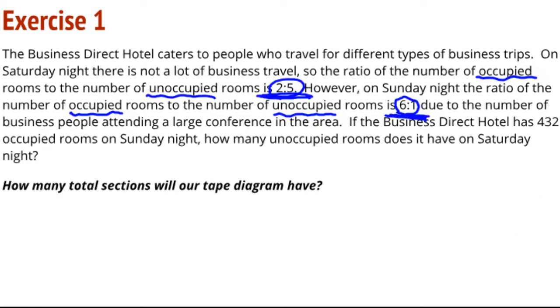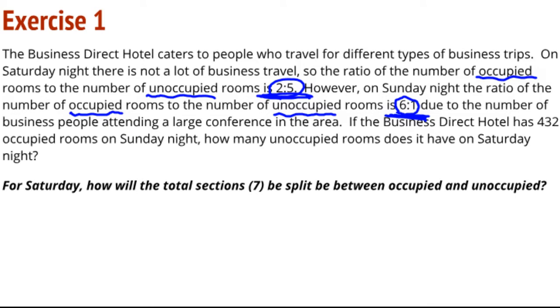Now, I've already pointed this out, but how many total sections will our tape diagram have? Well, we are going to have 7 sections. We're going to have 7 sections for Saturday. We're going to have 7 sections for Sunday, which is important, that we understand that we have the same number of units both times. So in other words, how many equal parts in the ratio? 7.